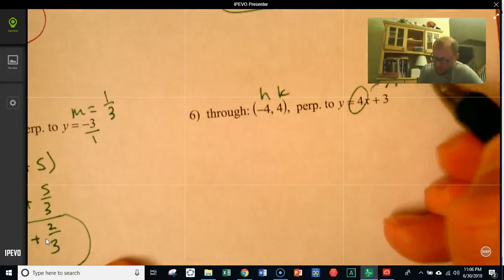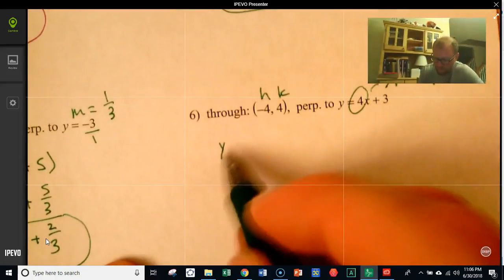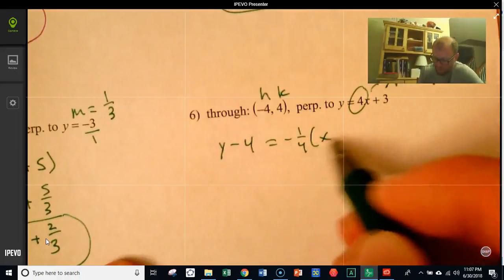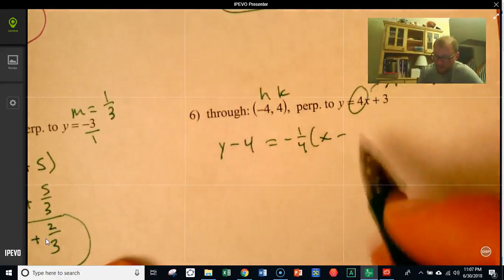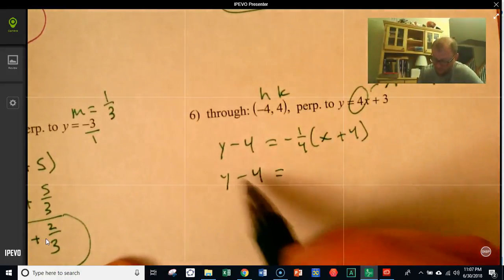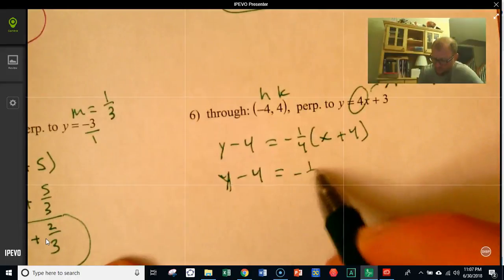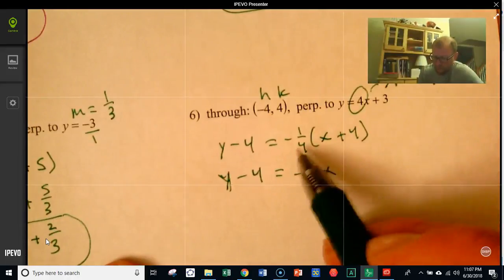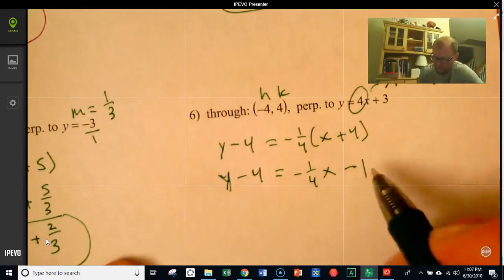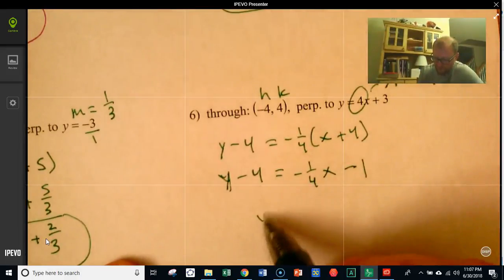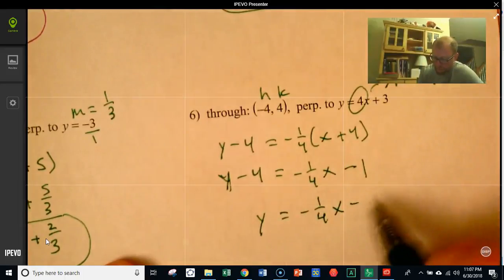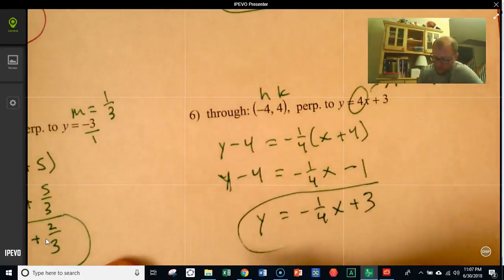M is going to be negative 1/4. So y minus 4 equals negative 1/4 times x, that's going to be minus a negative 4, so that's plus 4. Y minus 4 equals negative 1/4 x. Negative 1/4 times 4 is negative 1. We're going to add 4 to both sides, so we get y equals negative 1/4 x plus 3.